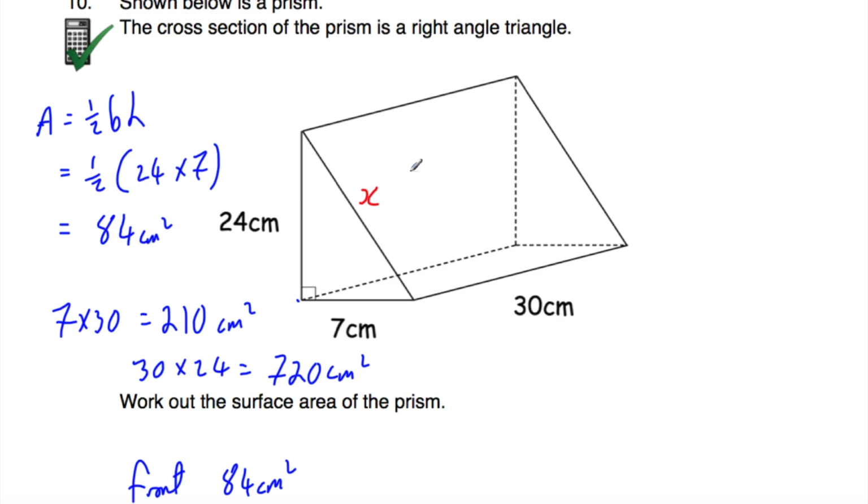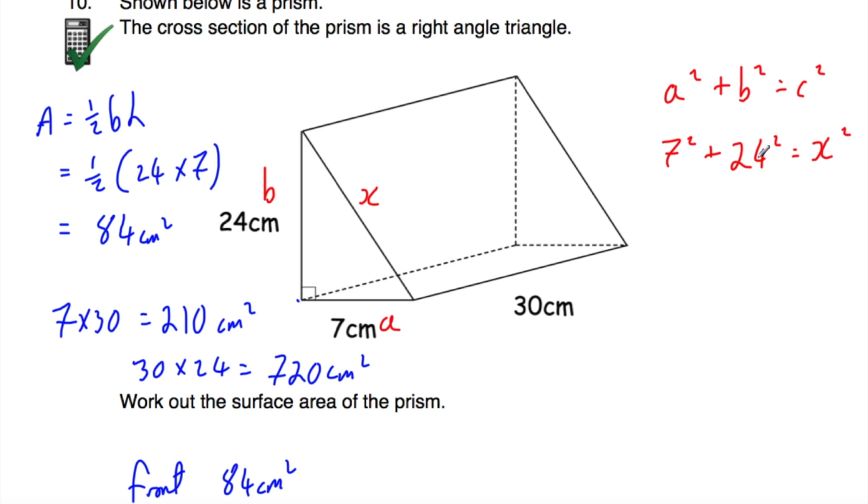So to use Pythagoras' theorem, we write down Pythagoras' theorem, which is a squared plus b squared equals c squared, where a and b are the two shorter sides of the right angle triangle, and c is the longest side, the hypotenuse. So a and b, they're the two shorter sides. So let's call 7 a and 24 b, and let's substitute those into Pythagoras' theorem. So a squared, that's going to be 7 squared, plus b squared, that's going to be 24 squared, is equal to c squared. And we've called that x, so we're just going to call that x squared.